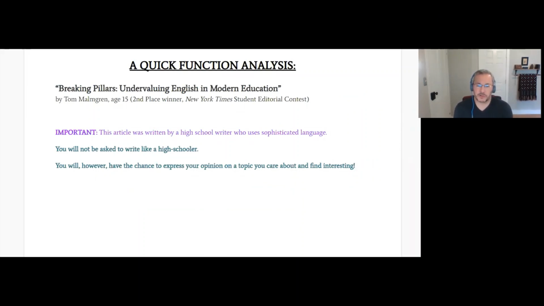This article you're about to read was written by a high school writer who uses sophisticated language. You might not understand every sentence that you read, but that's okay, because you will not be asked to write like a high schooler. You will, however, have the chance to express your opinion on a topic, really any topic you care about and find interesting. It's a very fun type of writing. So without further ado, let's get to the article.